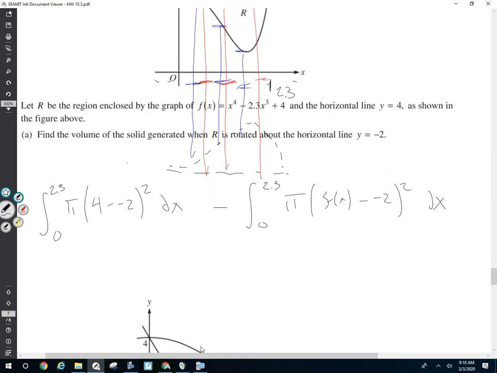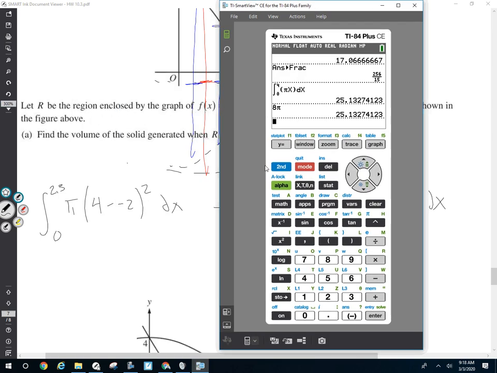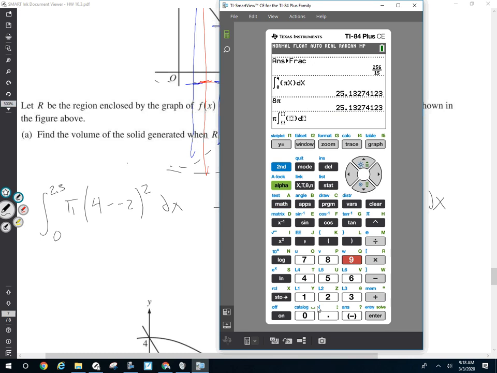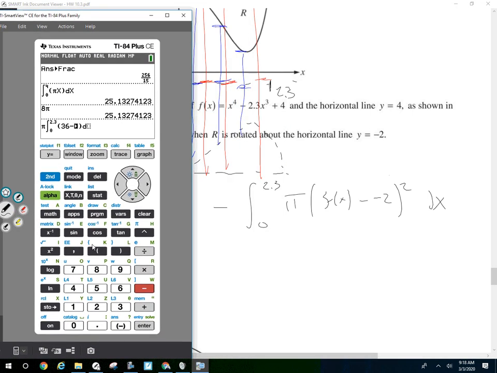This is an example of when simplifying is kind of quicker and easier to do, because after you factor out the pi, you just have one integral from 0 to 2.3 of one r squared minus the other r squared. So the first r squared is 6 squared. That's 36. I mean, I should just type 36. The other r squared is f of x minus 2. So I'm going to put this in parentheses. f of x.